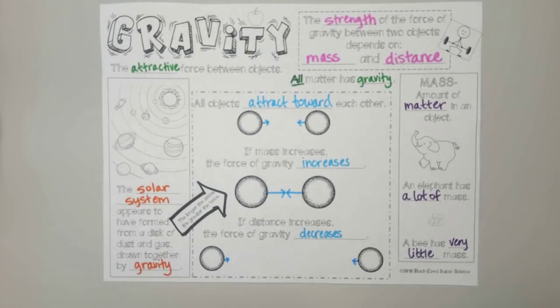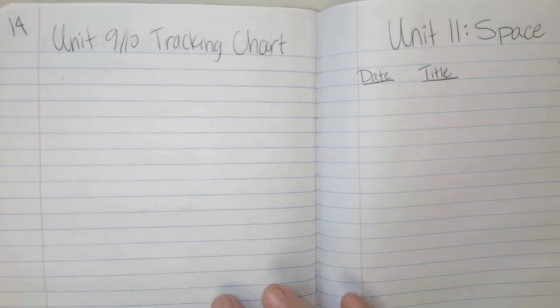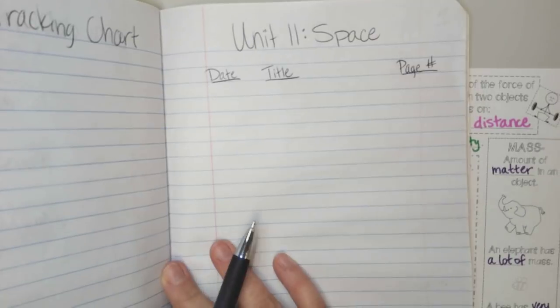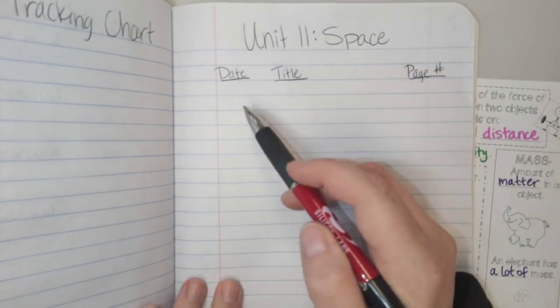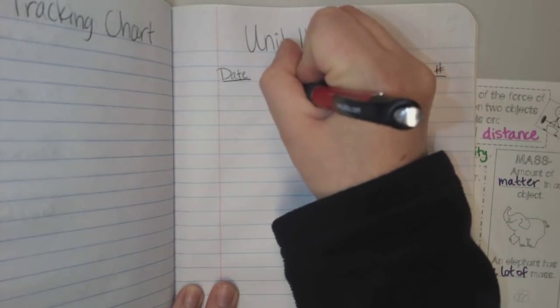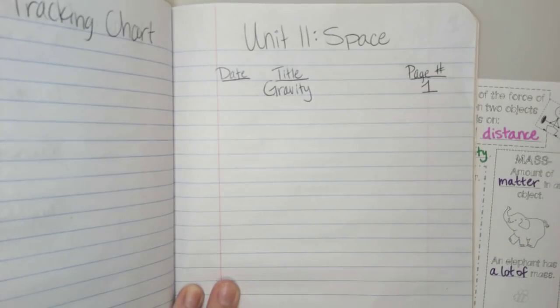So these notes, if you have not already, need to be glued into page 1 in your journal. Before we even get there, let's look at our table of contents. The last thing we had in our journal was our tracking chart over here on page 14. So on the right, we have Unit 11 space. You can put today's date. Our title is Gravity, and this is going to go on page 1.